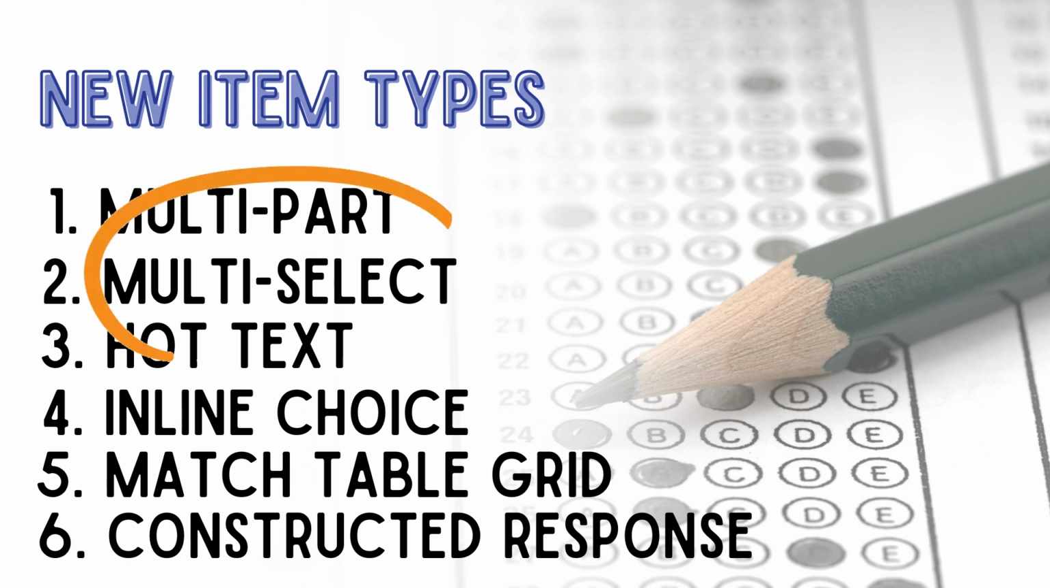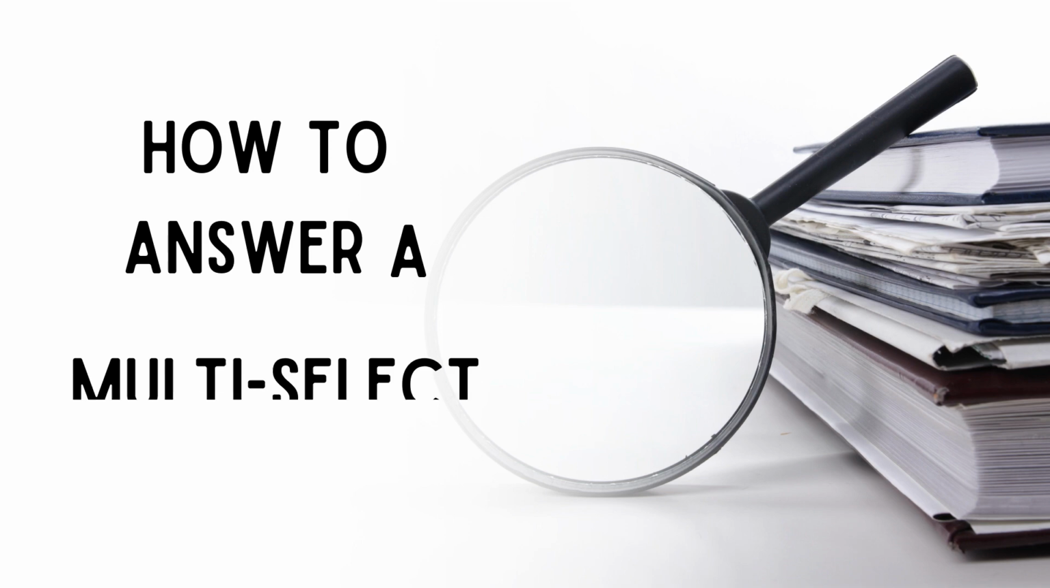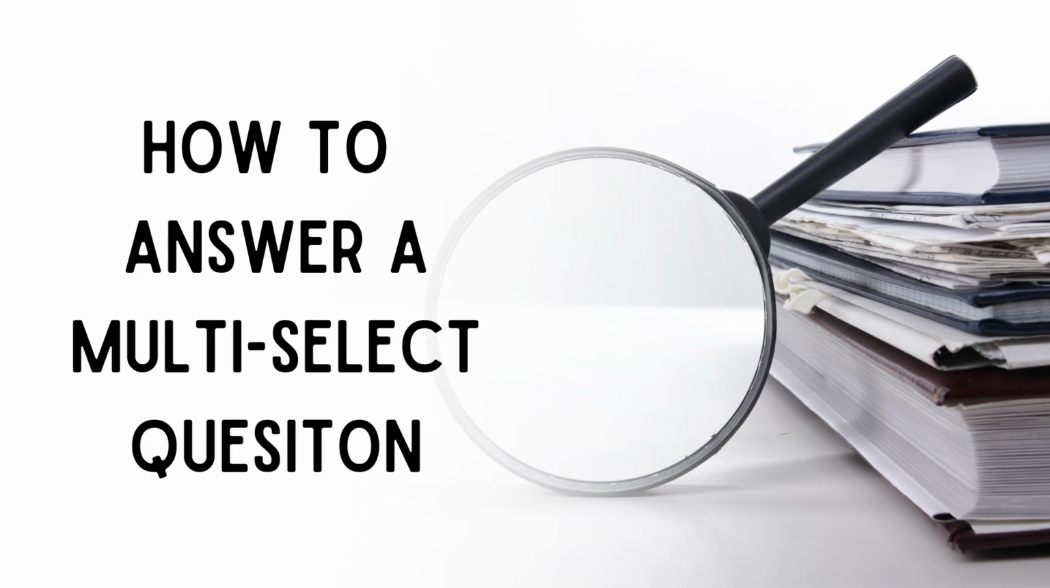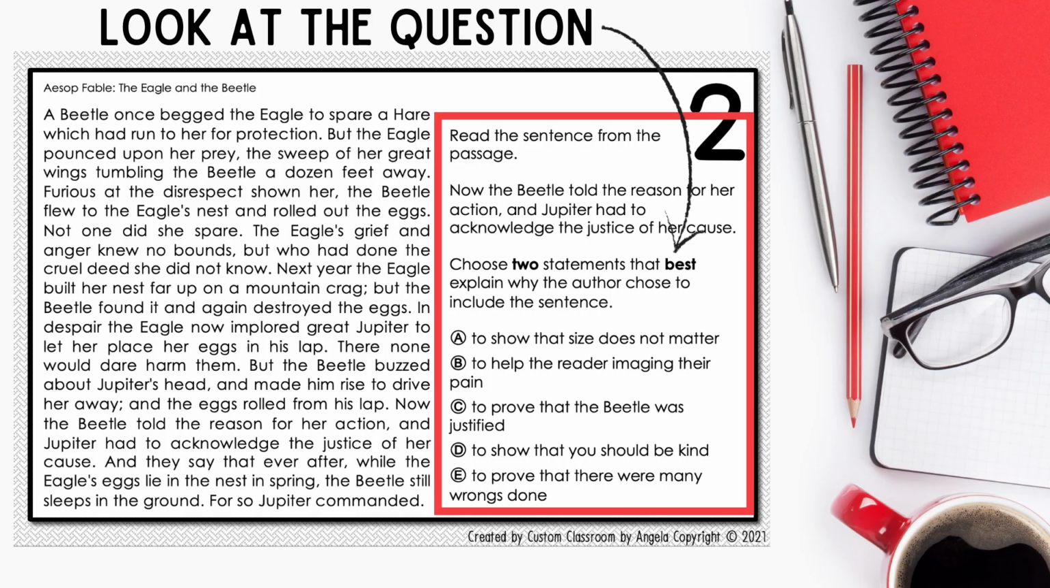There are 6 new item types. In this video, I will focus on multi-select questions. Multi-select is a question with more than one answer. How to answer a multi-select question. To better help you and your students learn how to answer a multi-select question, let's work through one from start to finish. First, let's look at the questions.